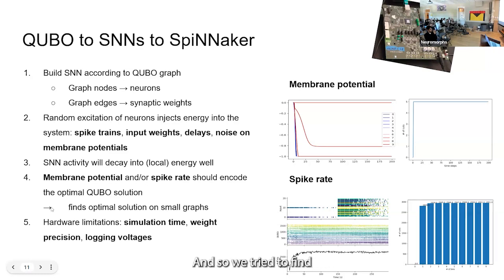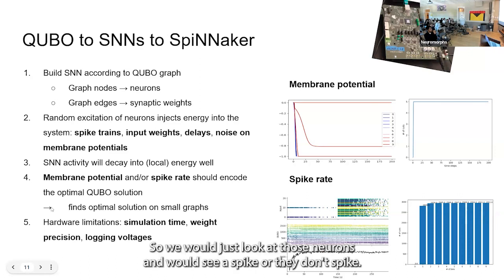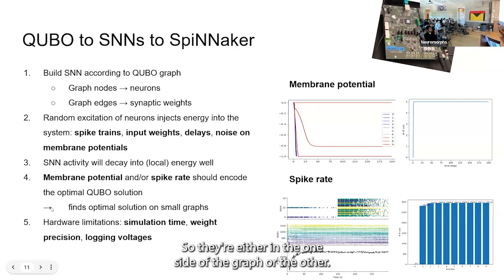So we try to find a configuration that would maximize this number of cuts. We look at those neurons and see that either they spike or they don't spike, so they're either on one side of the graph or the other. We tried different things, as Mahmoud was explaining, and so far we didn't reach the state of the art.